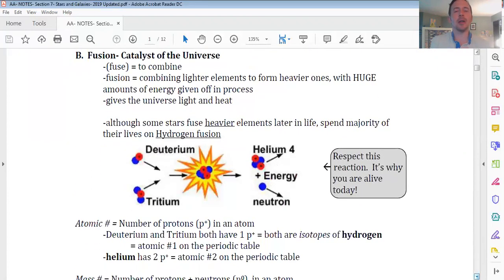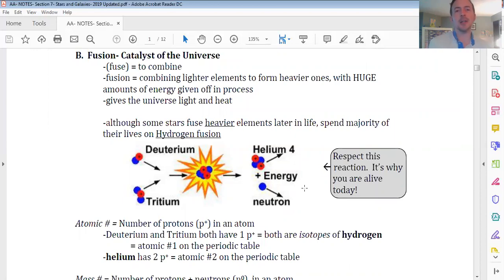So here, everyone, is actually what's going on in the core of stars. This is that special F word called fusion. The root word is fuse, meaning to combine. So right here, you can see the reaction that is happening literally trillions of times every single second inside the core of our sun. Please take a minute and respect this reaction. It's why we are all alive today. Were it not for this, the sun would not be hot or bright, and life on Earth here and throughout the cosmos would not be possible.